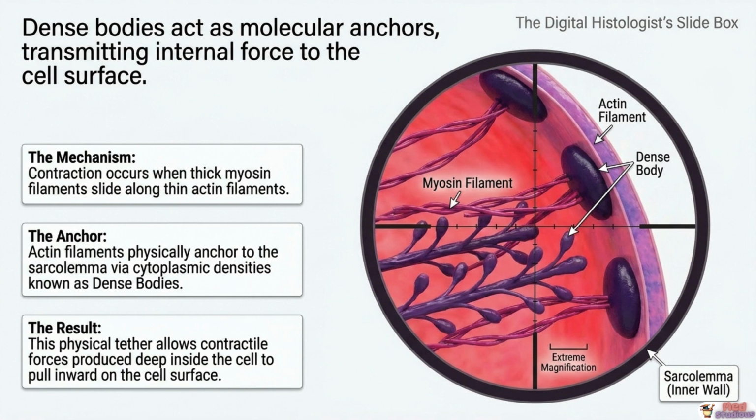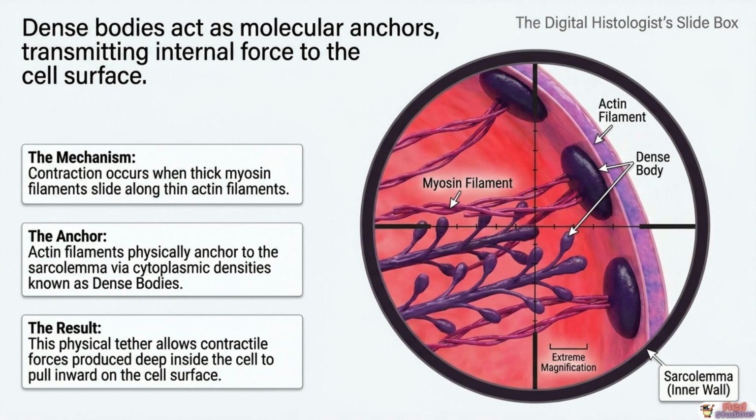To understand how smooth muscle actually moves, we have to look at extreme microscopic magnification. The core mechanism of all muscle contraction occurs when thick myosin filaments physically slide along thin actin filaments. But how does that internal sliding pull the outside of the cell? Enter the dense bodies. Dense bodies act as molecular anchors. These cytoplasmic densities are stationed throughout the cell and firmly attached to the inner wall of the sarcolemma. The internal actin filaments physically tether themselves to these dense bodies.